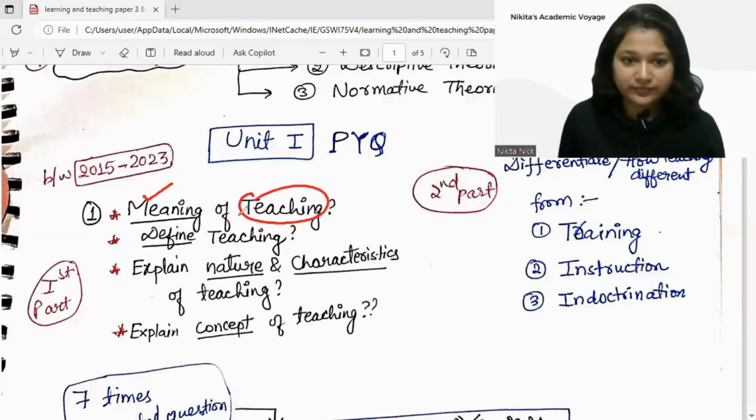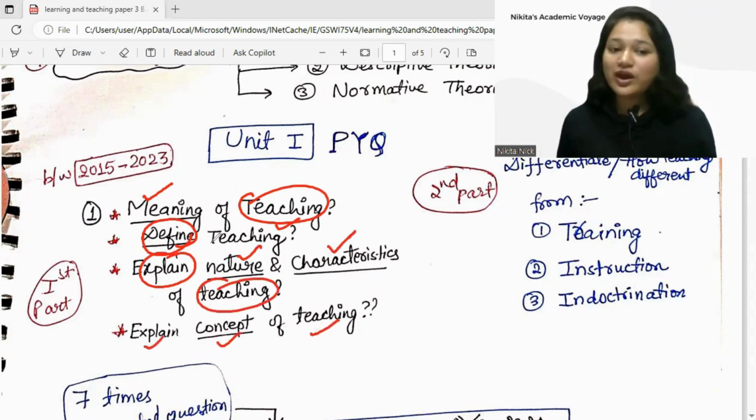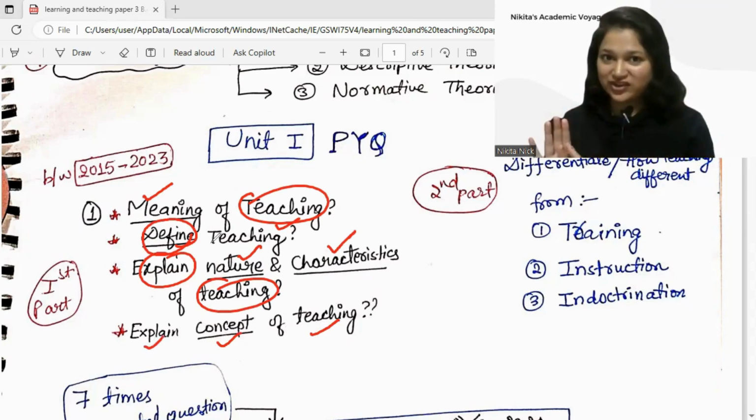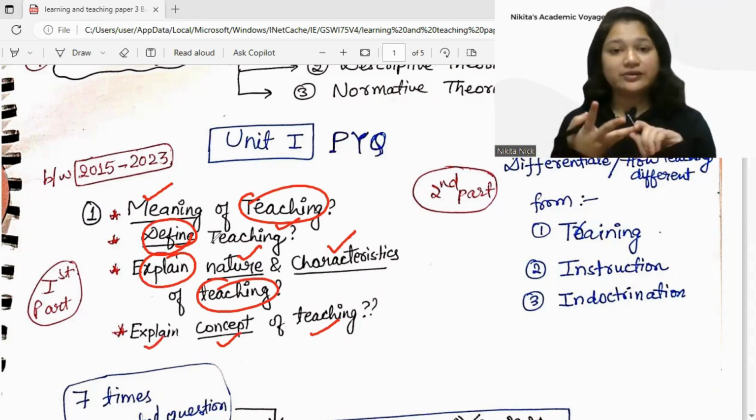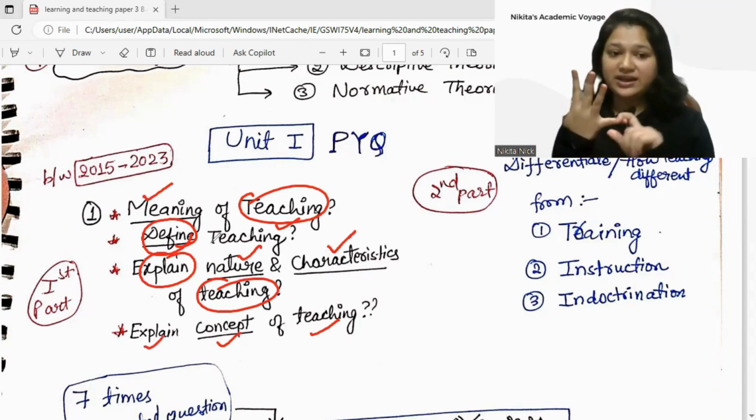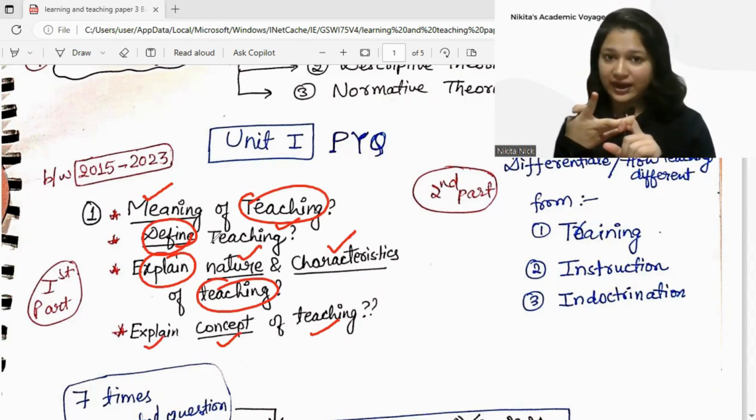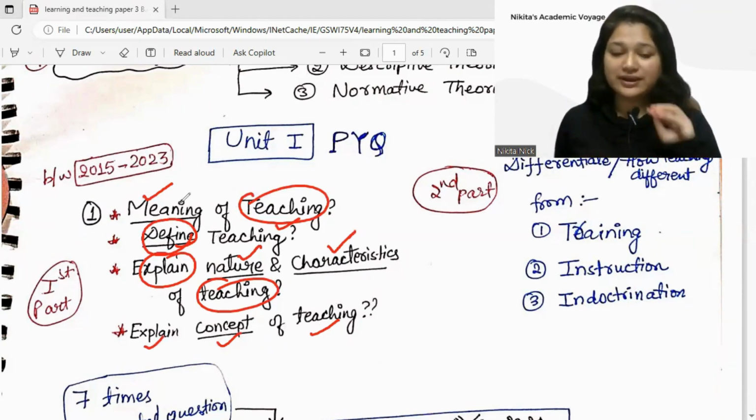Meaning of teaching. Define teaching. Explain nature and characteristics of teaching. Explain concept of teaching. So you have seen the question is related to teaching, but you have other forms of asking the question. Meaning of teaching, define teaching, explain nature and characteristics of teaching, explain the concept of teaching. So four things you got: meaning, define, explain nature and characteristics, and concept of teaching. This is common. This question you'll get. It is 100% sure. Okay.